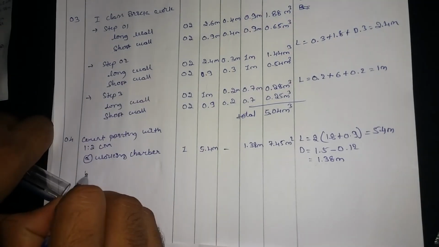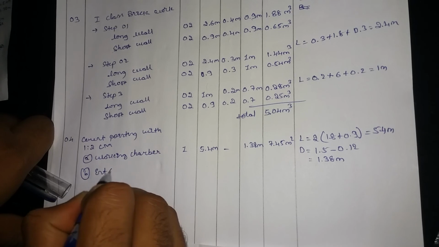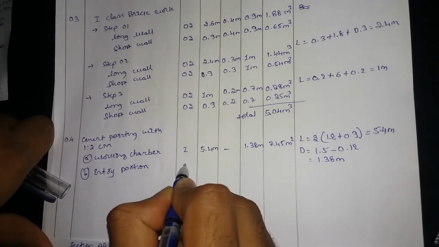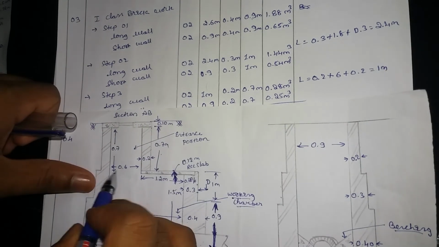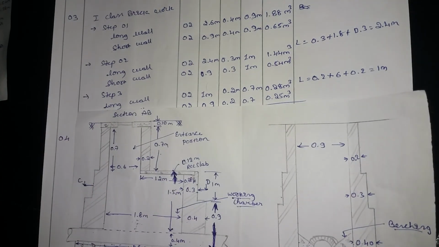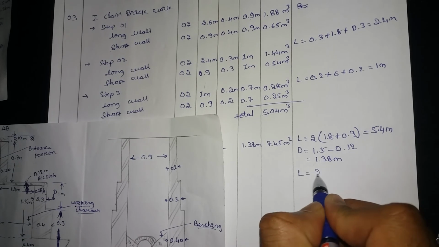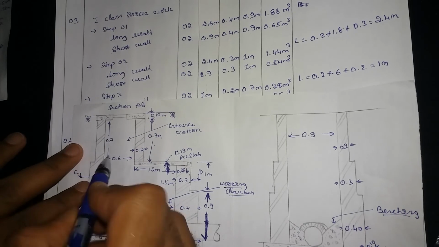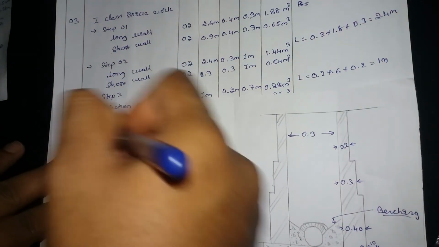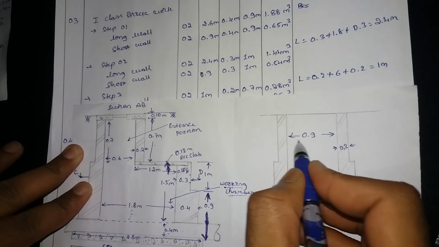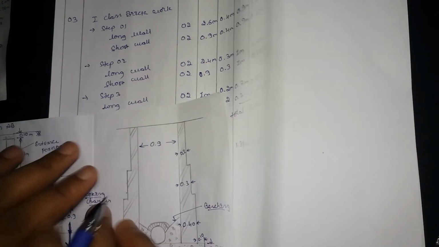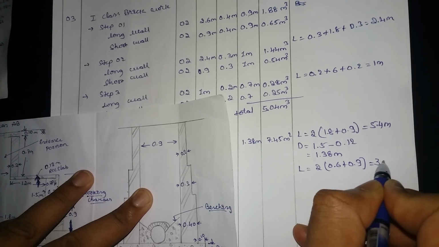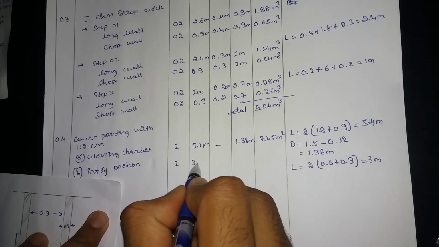Now what is left out? Now we need to find out the entry portion, or entrance portion. How many entry portions are there? Only one. For this entry portion, again we need to find out the length. Similarly, 2 into 0.6. If I consider 0.6 means one wall and the other side will be one wall, that is 0.6 length, and the breadth will be 0.9 and another 0.9. So that is why we have taken 0.6 plus 0.9. This will get your length, that is 3 meter. There is no breadth.